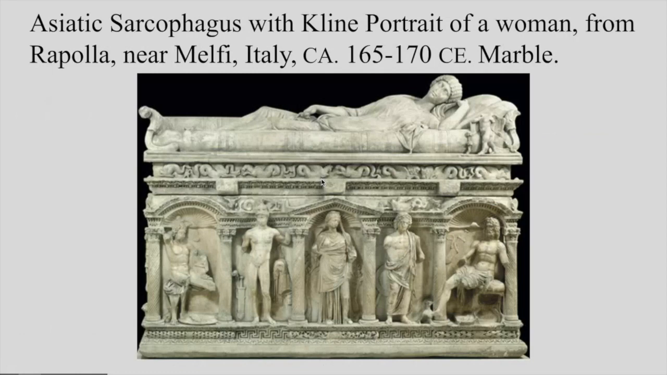The next artwork is the Asiatic sarcophagus with lid portrait of a woman from Rapolla near Melfi, Italy, ca. 165 to 170 CE. Some context for this art piece is that under the rule of Antoninus, Romans began to favor burial over cremation. This could have reflected the influence of Christianity, as it is believed that there is an afterlife even for the dead body.